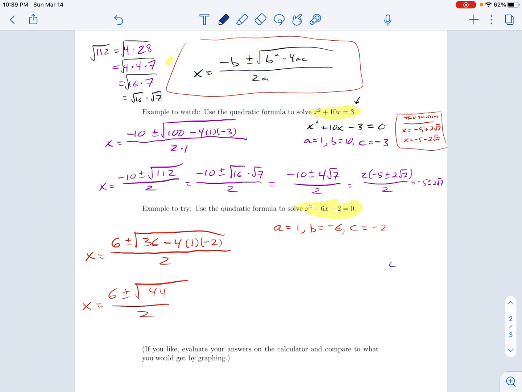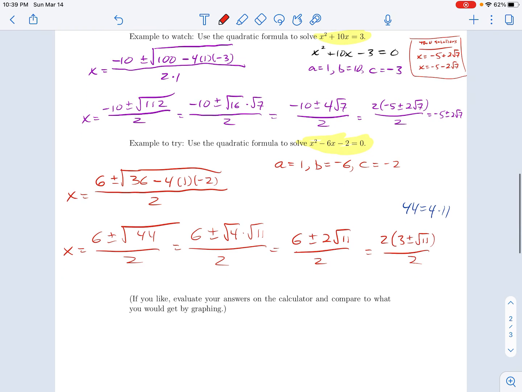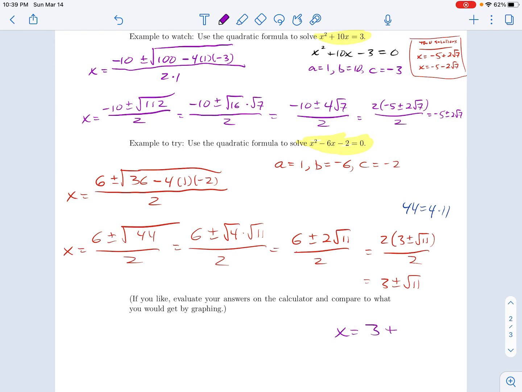And on the side, I'll just note that 44 is equal to 4 times 11. So we can write this as 6 plus or minus the square root of 4 times the square root of 11 all over 2. So that's 6 plus or minus 2 times the square root of 11. As in the previous problem, we can factor a 2 out of the numerator, which cancels with the 2 in the bottom. So we get 3 plus or minus the square root of 11. Two solutions. X could be 3 plus the square root of 11, or it could be 3 minus the square root of 11.